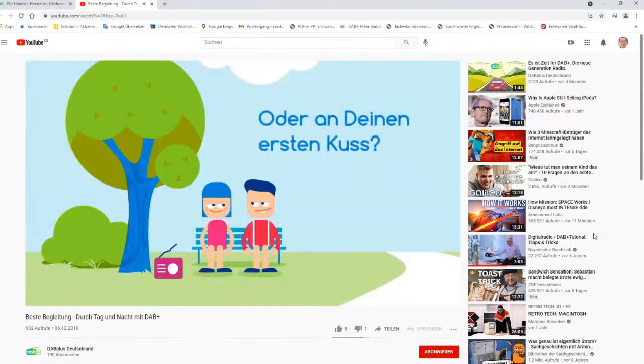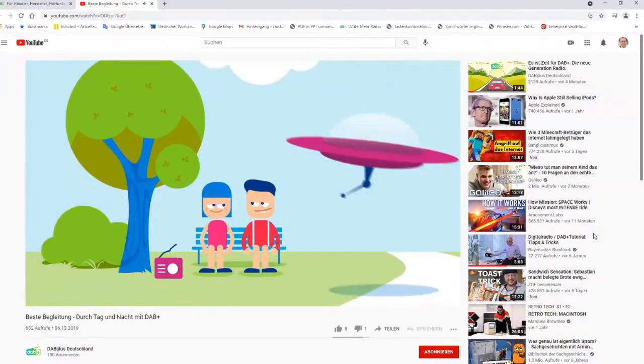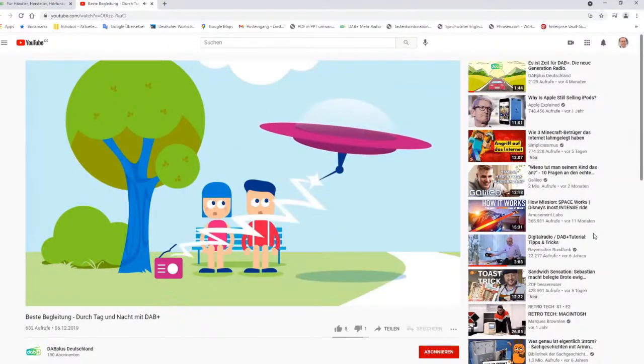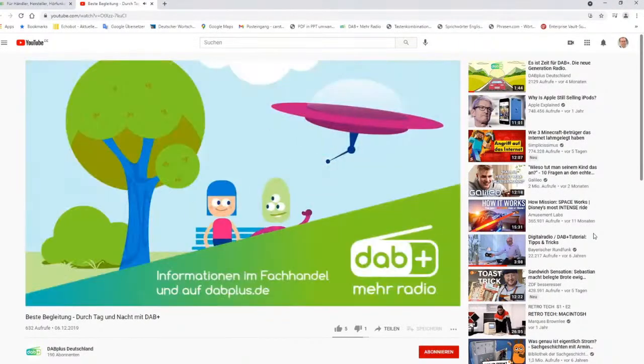Oder an deinen ersten Kuss? Radio begleitet uns in den schönsten Momenten im Leben, auch in der Zukunft. Mit DAB+. Mehr Radio. Infos auf dabplus.de.